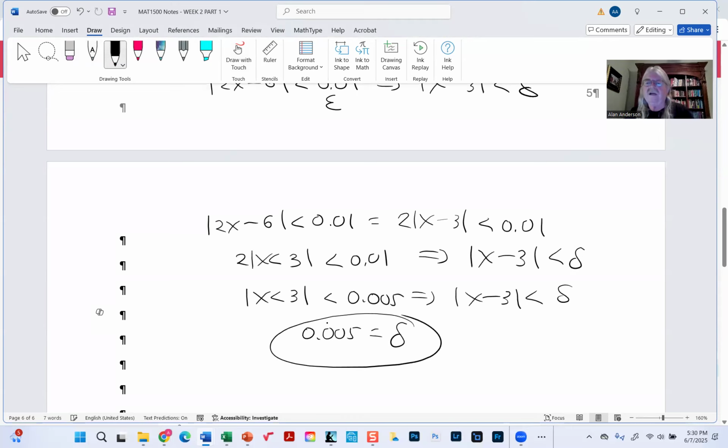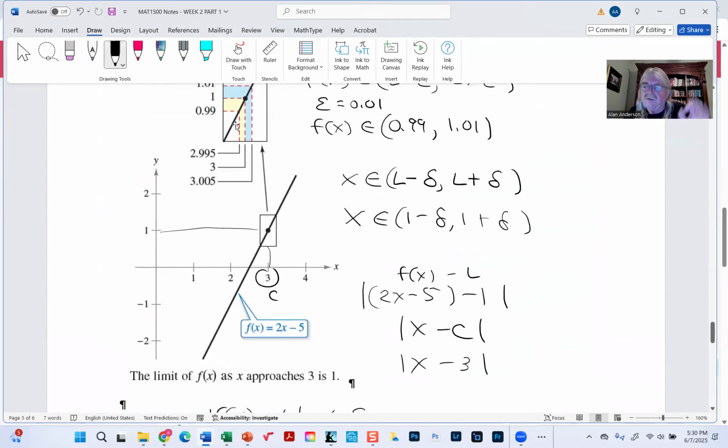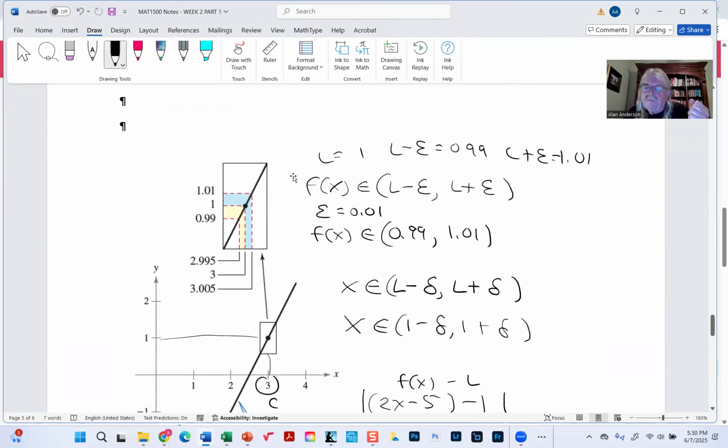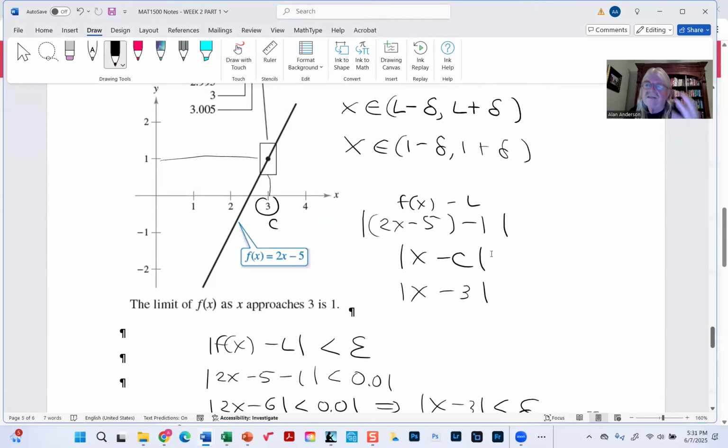So in other words, we found a constant delta such that we're guaranteed that this function is within epsilon of the limit. And in fact, you could pick any epsilon you want. Any epsilon you choose, there's going to be a corresponding delta with the same property. So this is the formal proof.